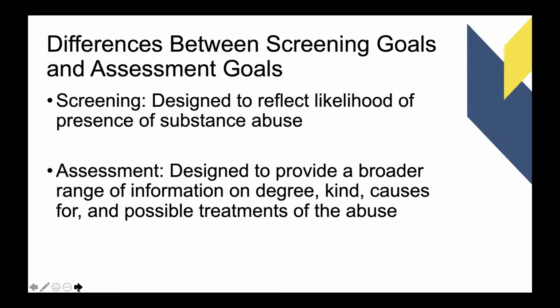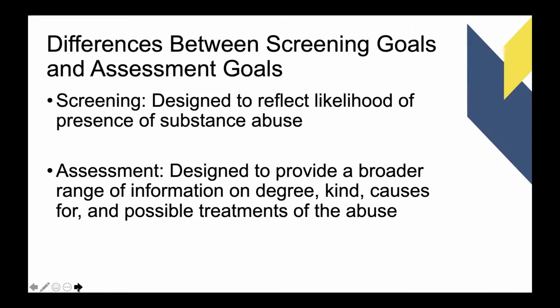Assessment is designed to provide a broader range of information on the degree, kind, causes for, and possible treatments of the abuse. This is where we might be looking at, is this a DUI? Is it the first time they've ever had a DUI? Maybe they need early intervention, which is the ASAM criteria level, and several states have different ways of providing that level of care. Maybe an 8-hour substance abuse class specific to DUI.